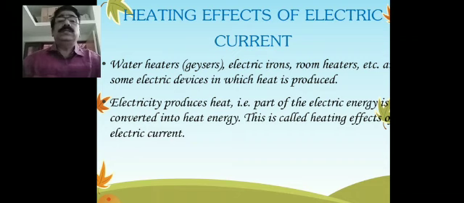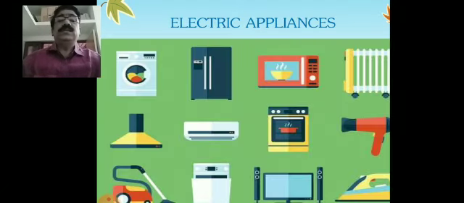We can see the water heaters, electric irons, room heaters, and so on, which help in producing heat, but they are used in different places for different effects. For example, a fridge cools, but it has to work through electricity, like a TV, geyser, washing machine, and so on.